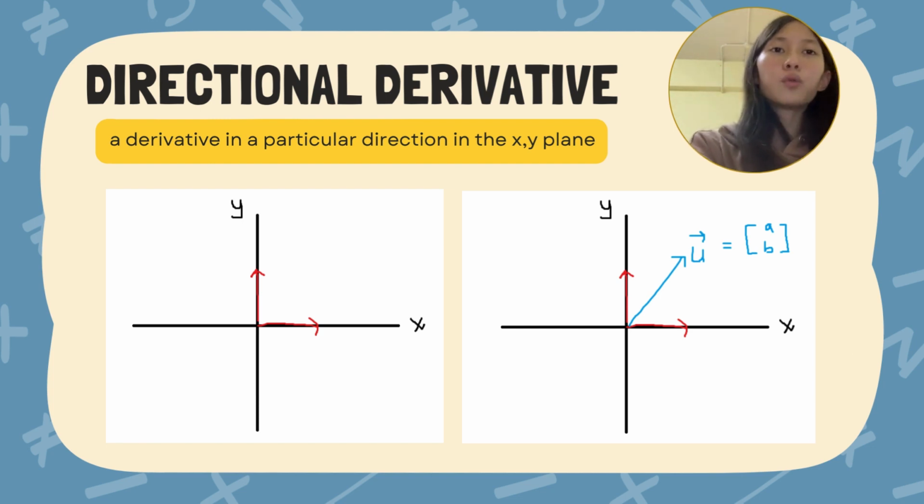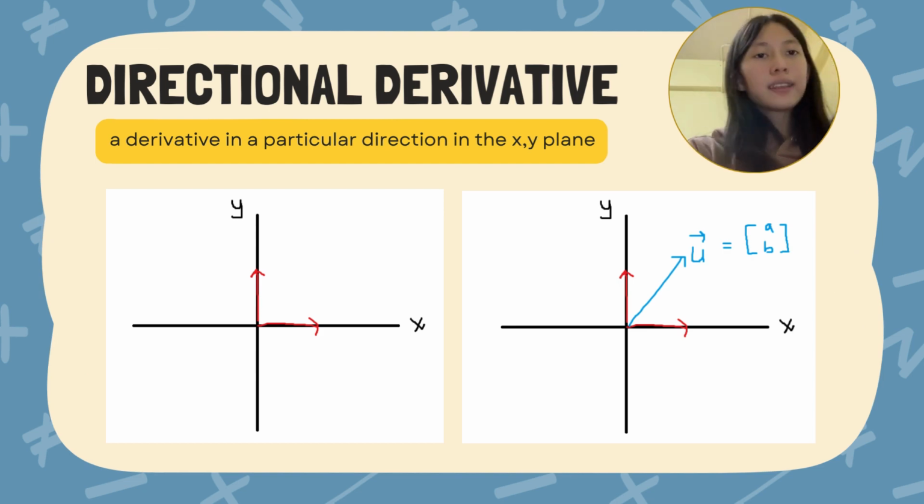Now, what if we want to move in the direction of some other unit vector, so that it can be changing direction from any point and it has a slope? This is called the directional derivative, which is a derivative in a particular direction in the xy plane. For example, at the right side of the slide, we have vector u at the point a comma b, which is not with respect to x or y, but in the direction of vector ab.